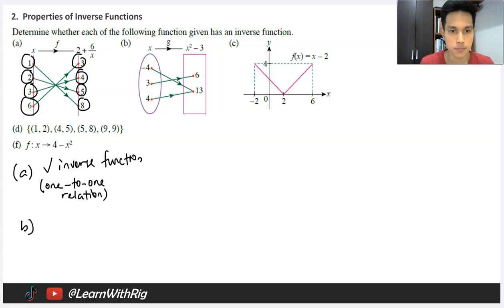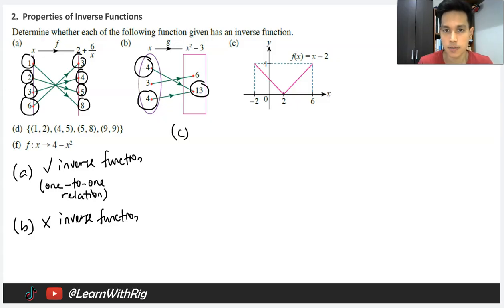What about B? Negative 4 is connected to 13, 3 is connected to 6. However, you notice 4 is also connected to 13. So therefore, it does not have an inverse function. Why? Because it does not fulfill the one-to-one relation. Right?